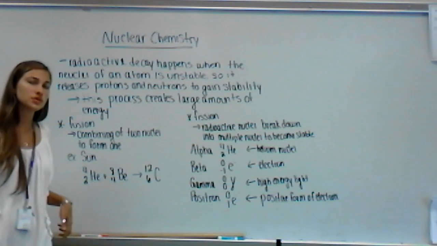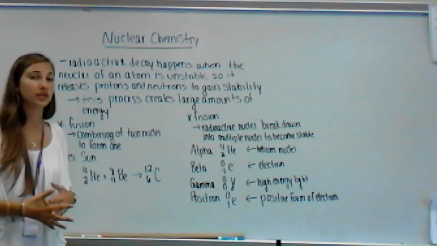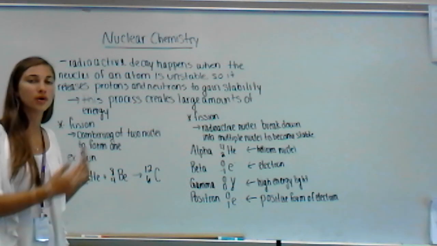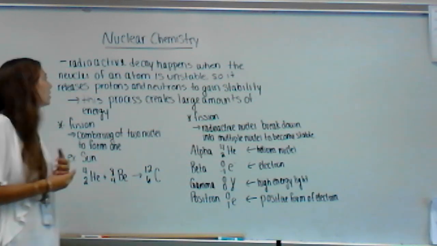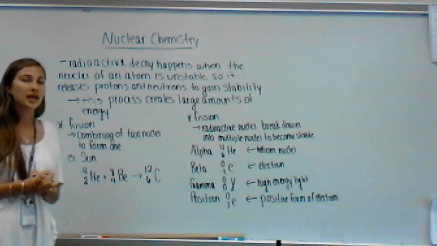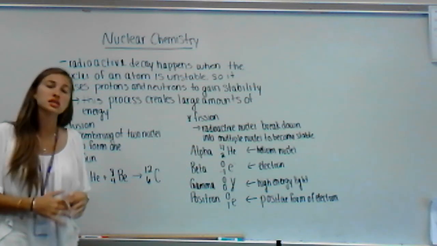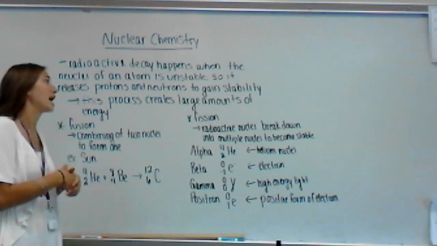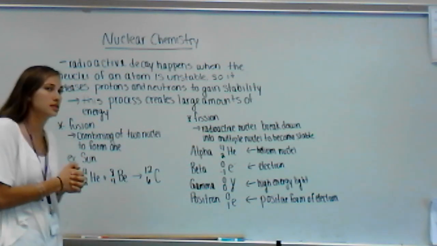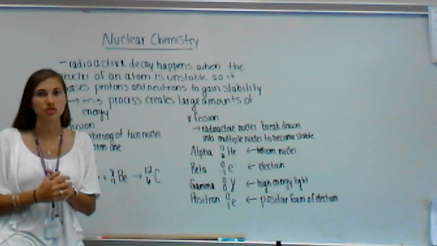Chemistry. Nuclear chemistry involves reactions where we're really only talking about the nucleus. So what's inside the nucleus? We have protons and neutrons. Now when we think of nuclear, we are thinking of radioactive decay, and radioactive decay happens when the nucleus of an atom is unstable. So in order to gain stability, it has to release protons and neutrons. Now this process actually creates a lot of energy.